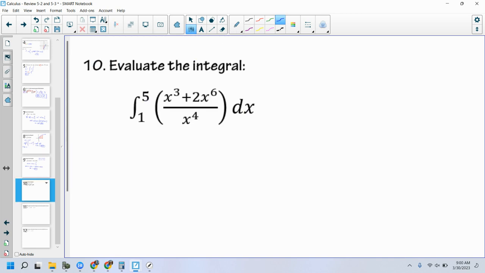All right, let's take a look here. Number 10. Ooh, this looks fun. Evaluate the integral from 1 to 5 of x cubed plus 2x to the 6th over x to the 4th dx.